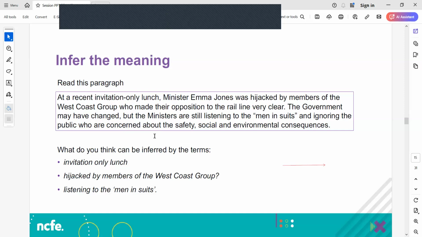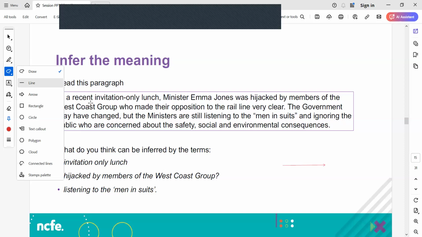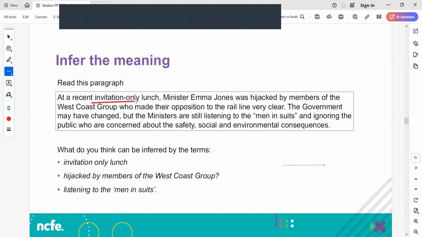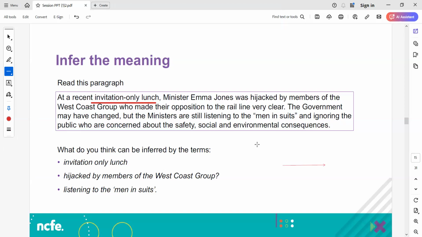Okay, so what do you think can be inferred by the following terms? An invitation-only lunch. What's that telling us about this event? Was it open, could anybody just turn up? No. So it's telling us that this was more of a private, exclusive event with only particular people invited.